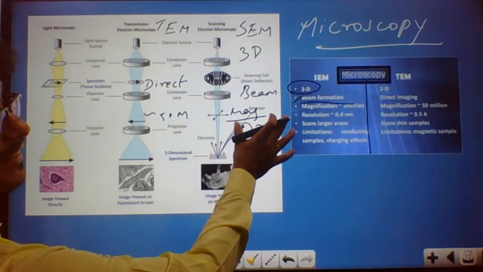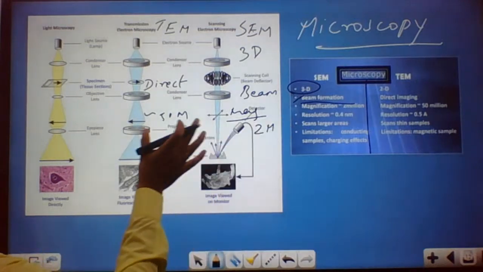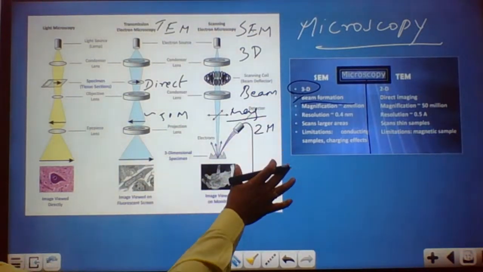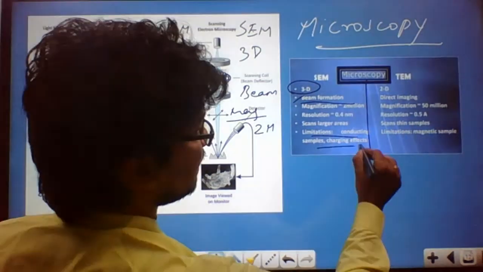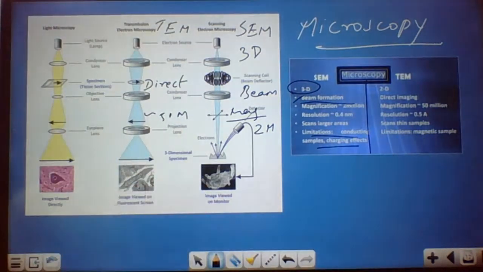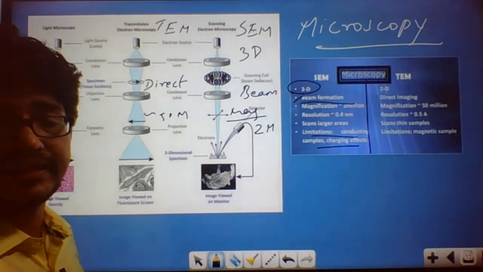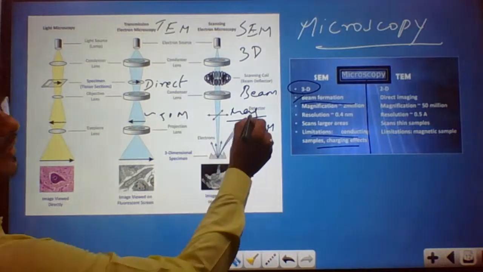Here the scanning electron microscope scans larger areas. Here it scans only thin samples. And the limitations of the scanning electron microscope are conducting samples and charging effects. Here the limitation is a magnetic sample. So mostly you get questions from this part, the scanning and transmission electron microscopes with the magnification.